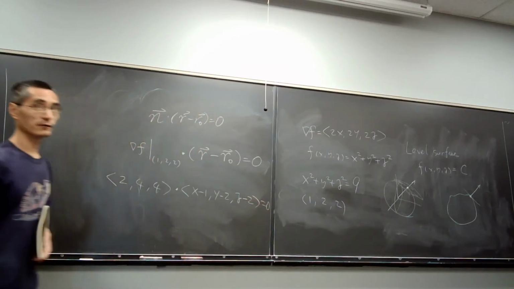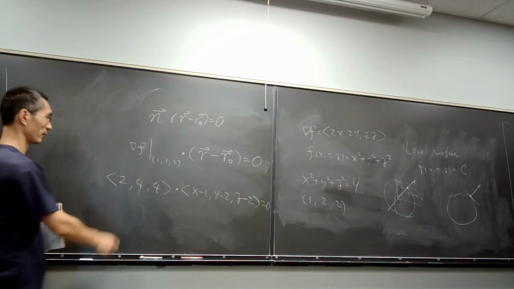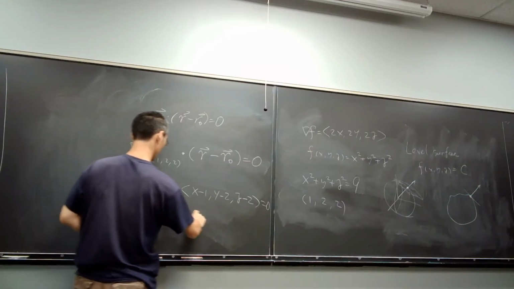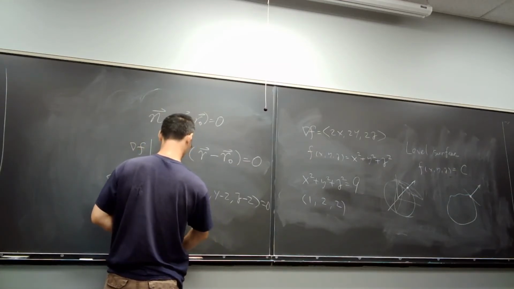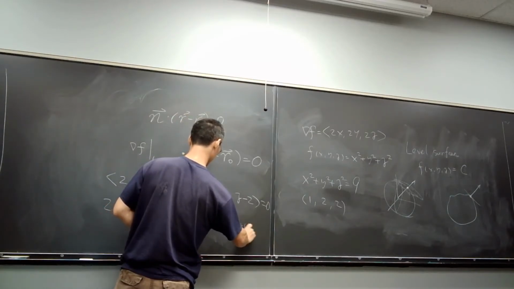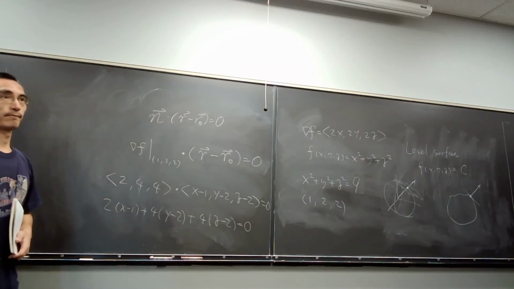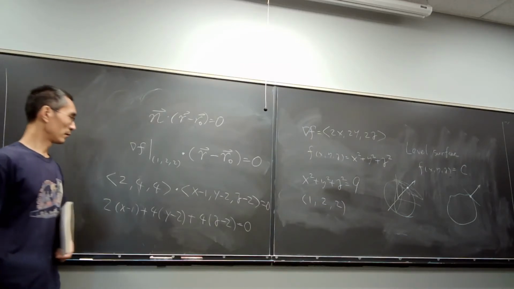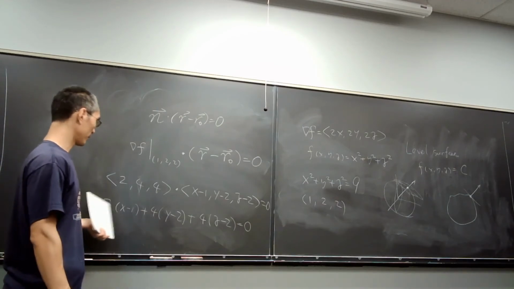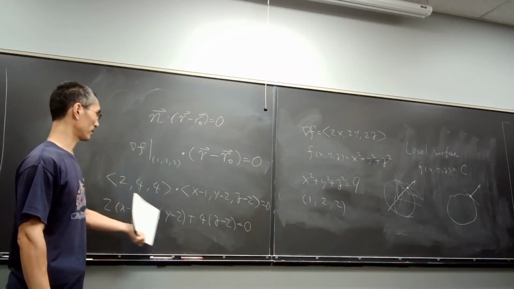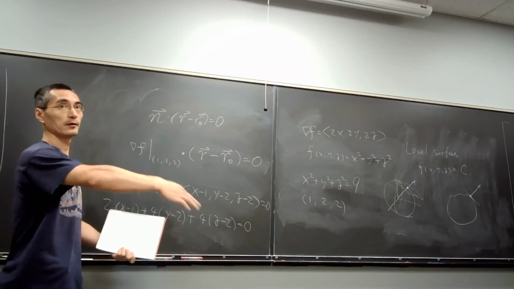So that's the equation for the plane. If you expand it, it says 2(x minus 1) plus 4(y minus 2) plus (z) plus 4(z minus 2) equals 0. Okay, so that's the equation for the plane. The three coefficients are just the normal direction given by the gradient. And the three numbers to subtract are just the starting point of your tangent plane.